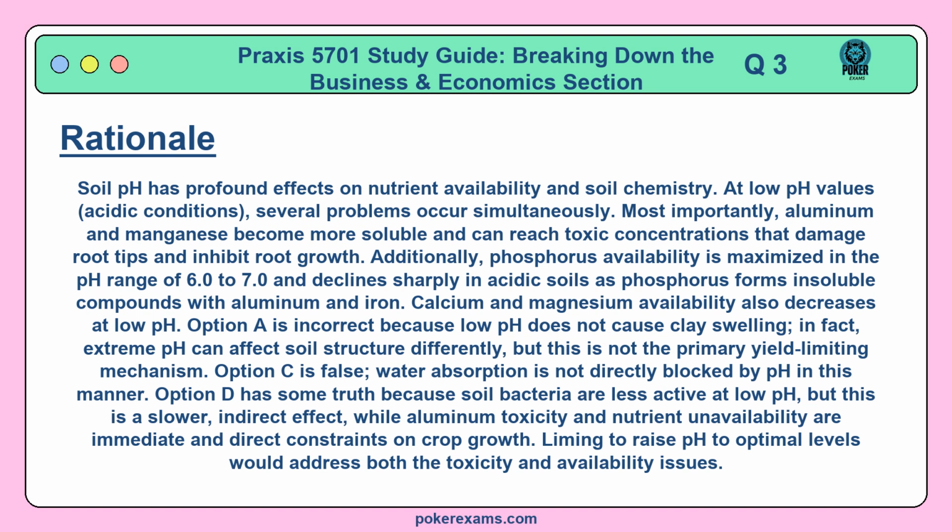Option D has some truth because soil bacteria are less active at low pH, but this is a slower, indirect effect, while aluminum toxicity and nutrient unavailability are immediate and direct constraints on crop growth. Liming to raise pH to optimal levels would address both the toxicity and availability issues.